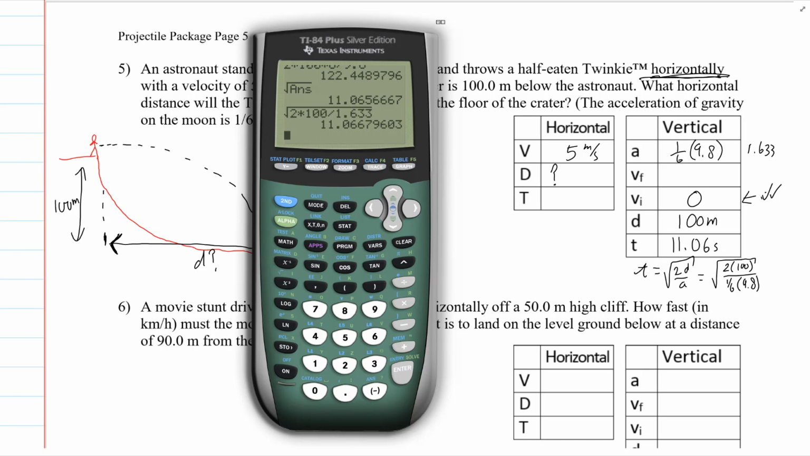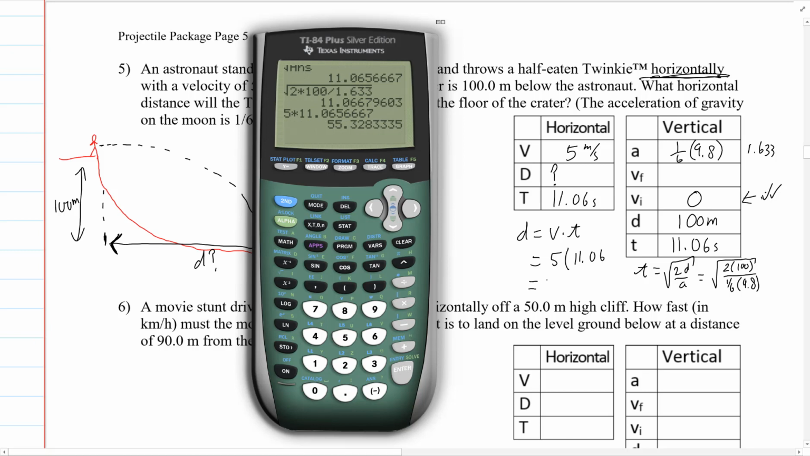Now that we have the time of 11.06 seconds, the distance is going to be velocity times time, 5 times that 11.06. So 5 times that number is 55.33 meters.